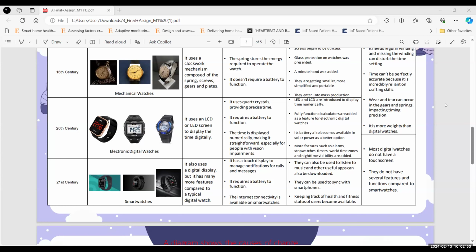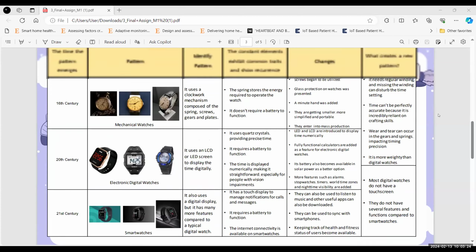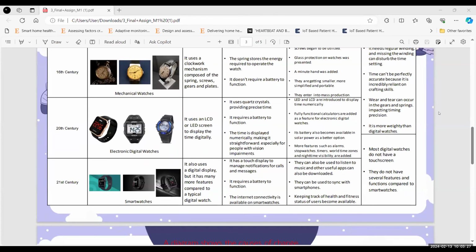And for the battery, solar power was later invented as a better option. And also some other features were added to make it more useful, like alarms, timers, stopwatches, and nighttime visibility.